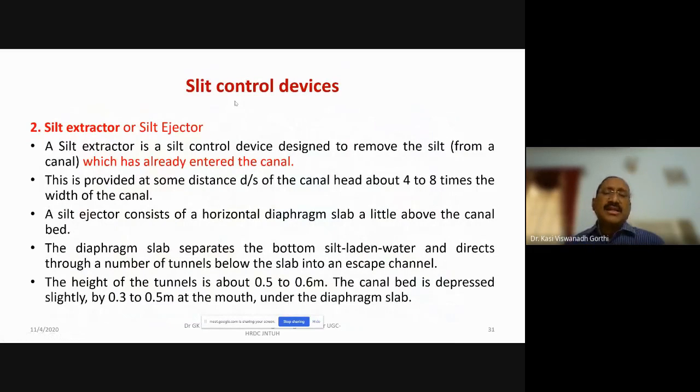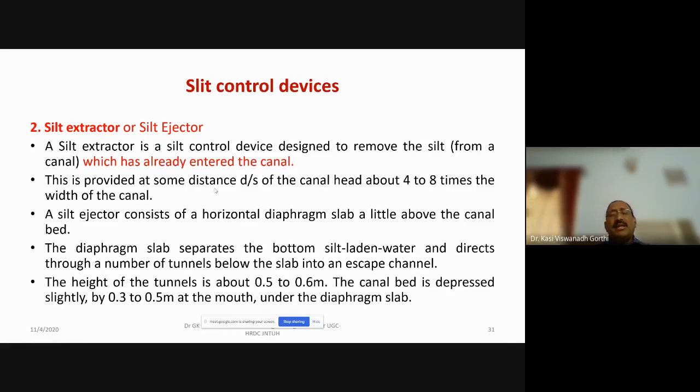A silt extractor or silt ejector is a silt control device which is designed to remove the silt from a canal which has already entered into the canal. Of course, all the possible measures will be taken to see that almost clear water enters into the canal by providing the other silt control device known as the silt excluders. But even after entering into the canal, if there is any silt content available, that part of the silt content may be removed with the help of these extractors, also called ejectors. So this is provided at some distance downstream of the canal head regulator.